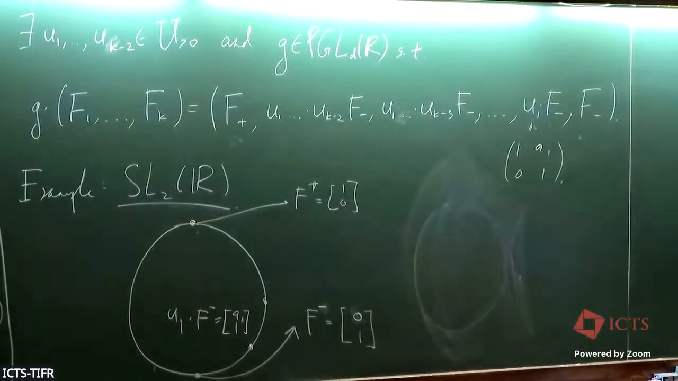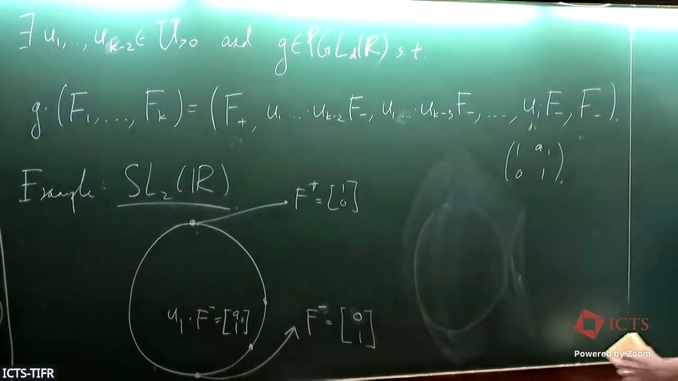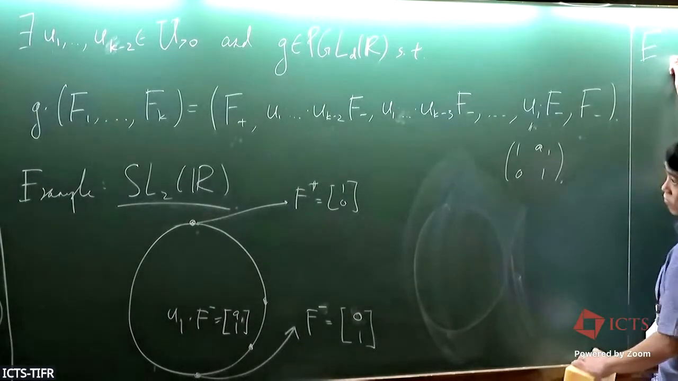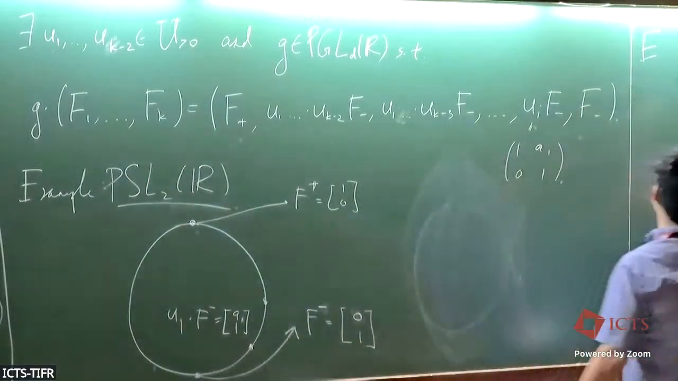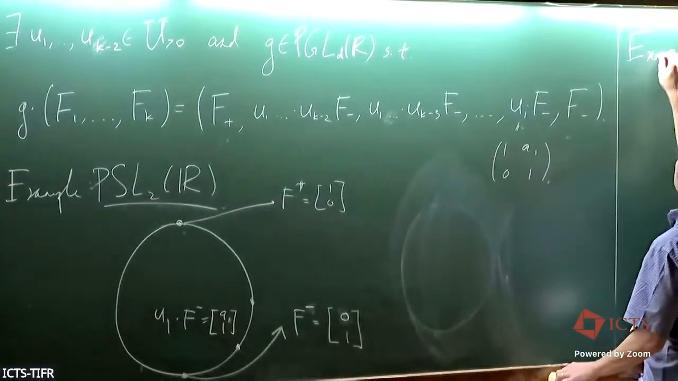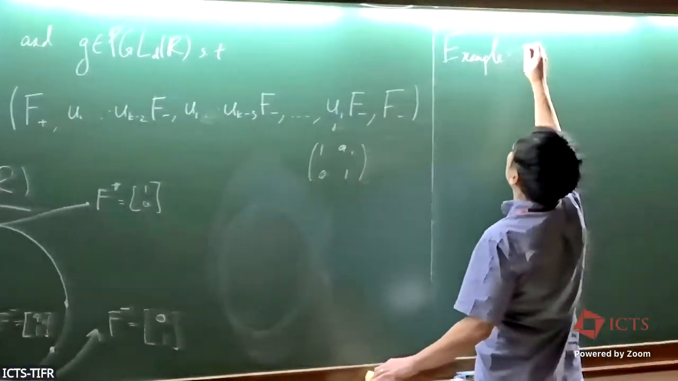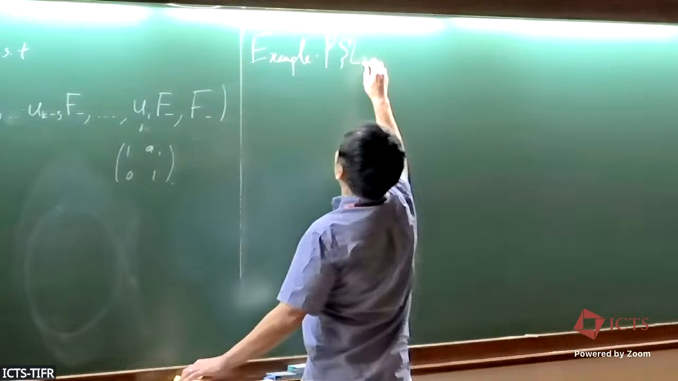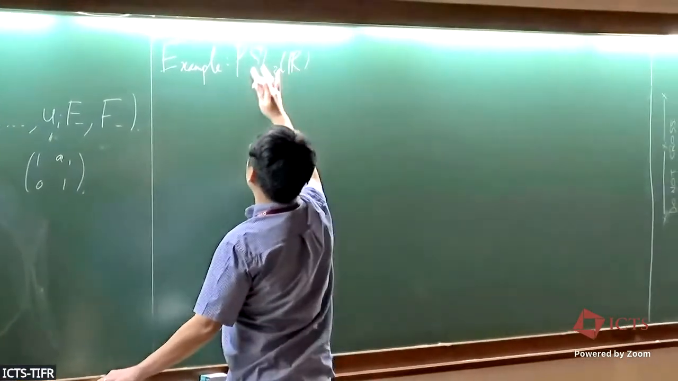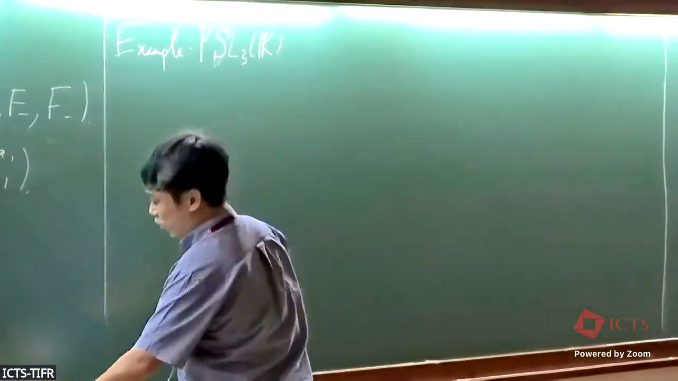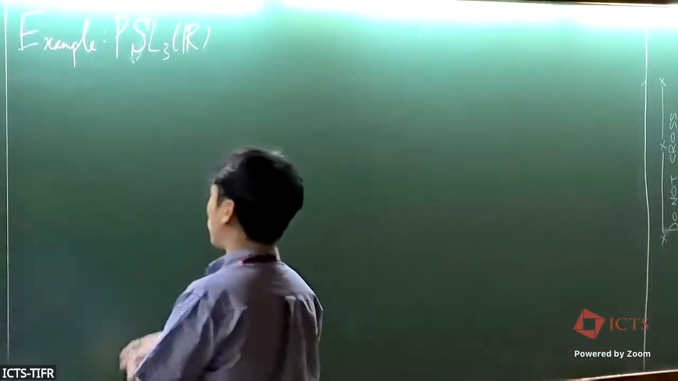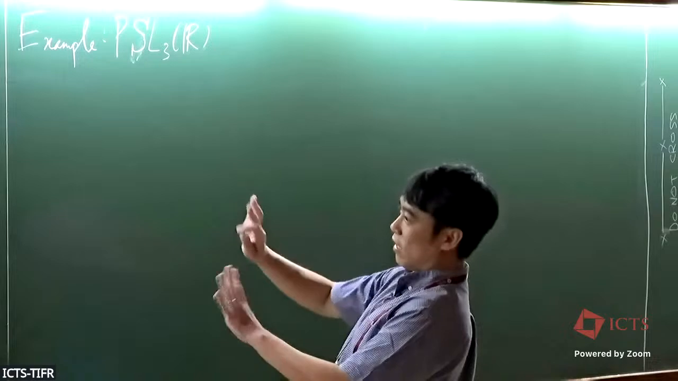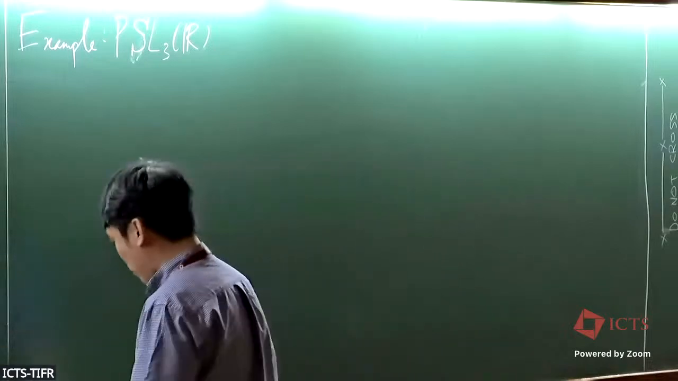Now let's look at one dimension higher. Let's look at the SL3 or PSL3. Maybe I should just put P, since I've been using P the whole time. Okay, so now I'm not going to give you all the details. I'm just going to tell you what the answer is. What does it mean for a triple to be positive in this case? I'm going to draw a picture, right? So now this is going to be a picture in RP2.